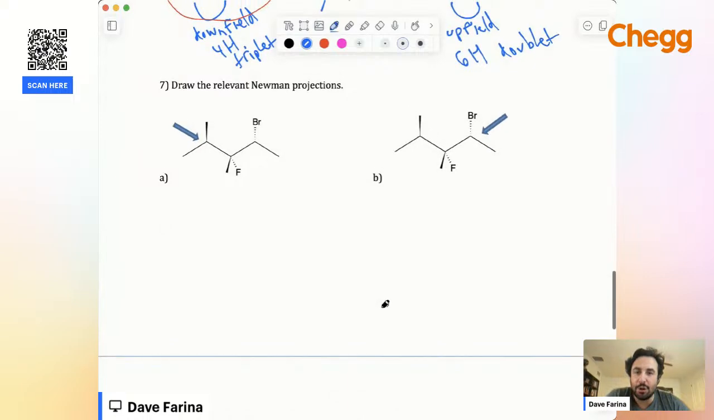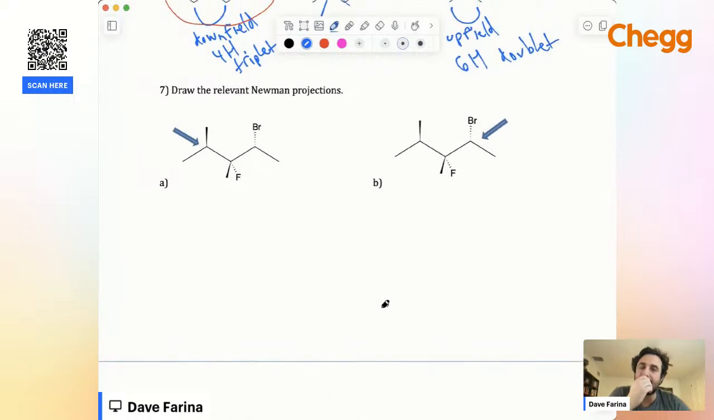Okay, let's do a couple Newman projections. If we're getting some questions about just basic nucleophile, electrophile stuff, it sounds like maybe some people are not quite as far through the curriculum. So let's revisit some of the older stuff, and we're going to draw some Newman projections here.